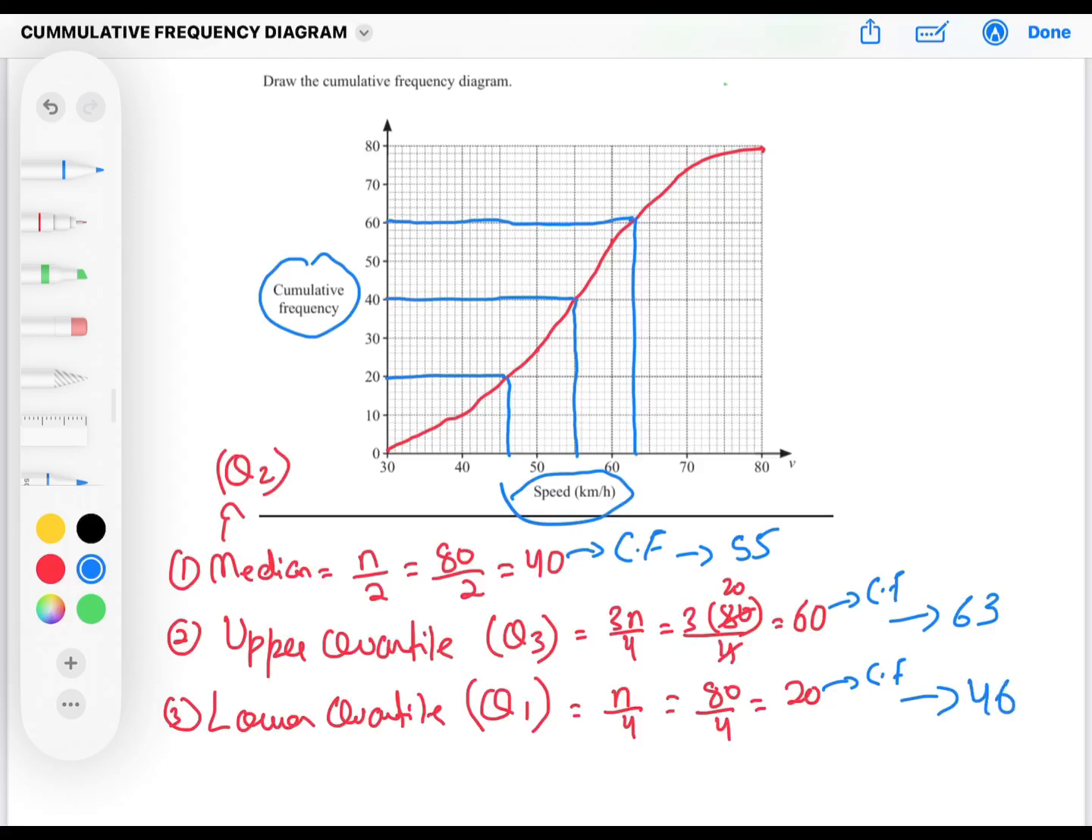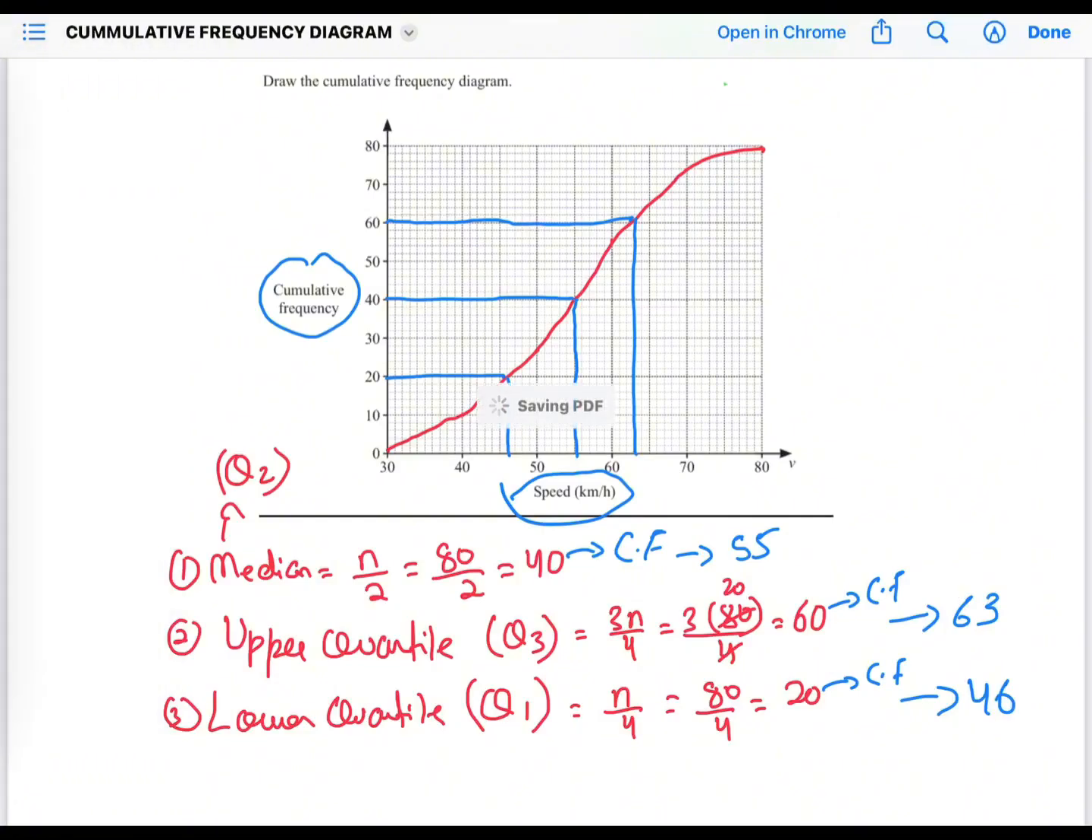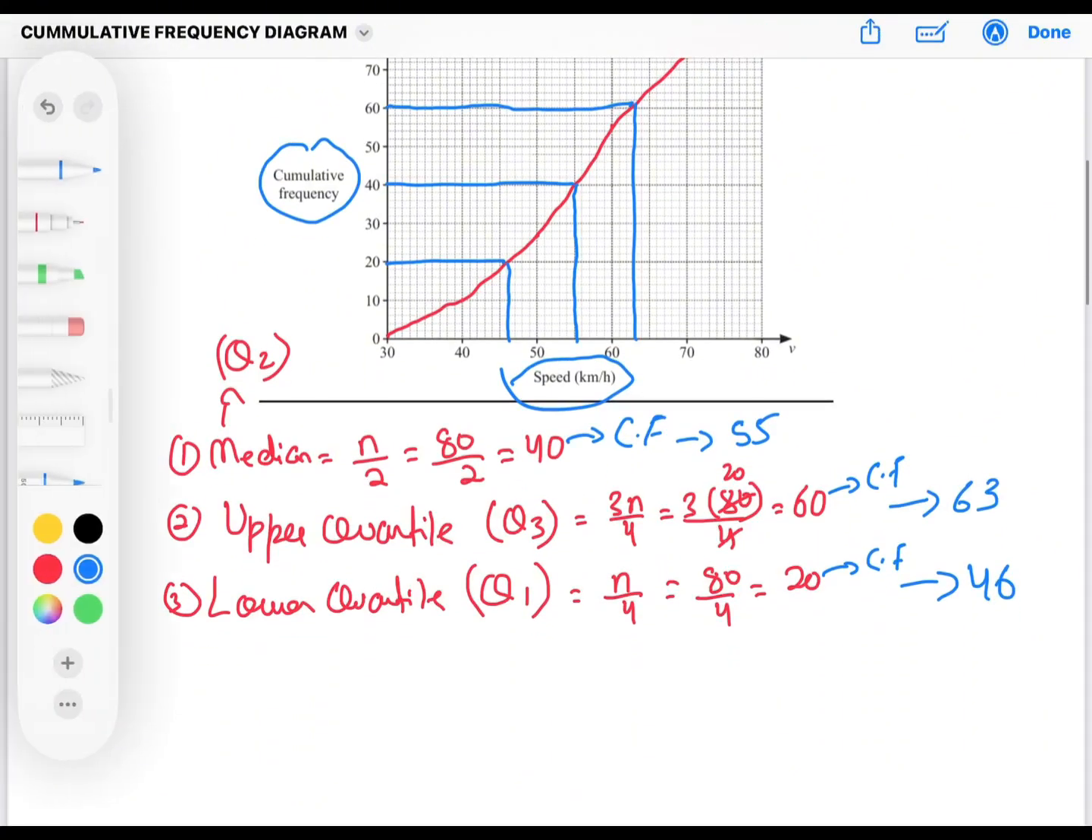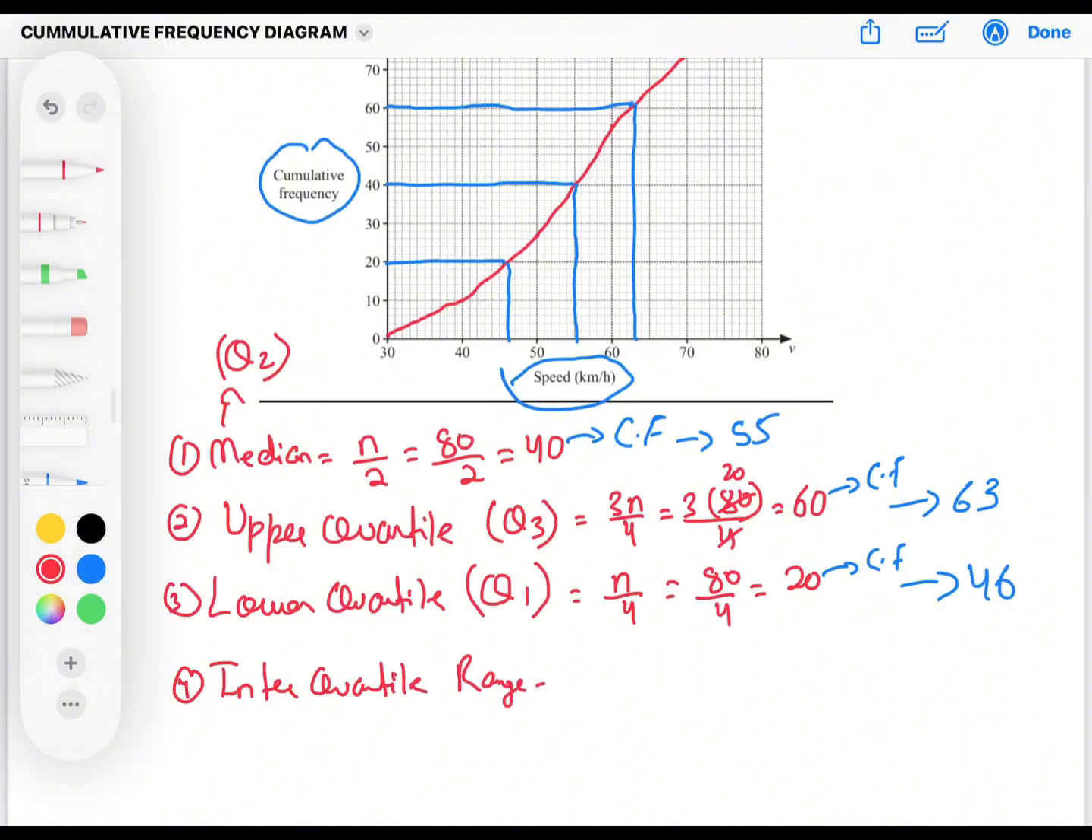So now I hope everything is clear how we find the median, the lower quartile, and the upper quartile. Now the next is interquartile range. The formula of interquartile range is Q3 minus Q1. Q3 is the upper quartile, Q1 is the lower quartile. So 63 minus 46 will give us 17. I hope everything is clear.